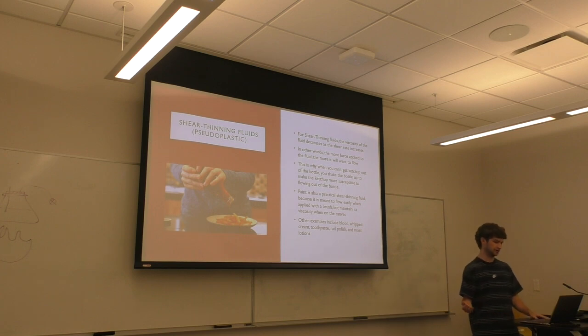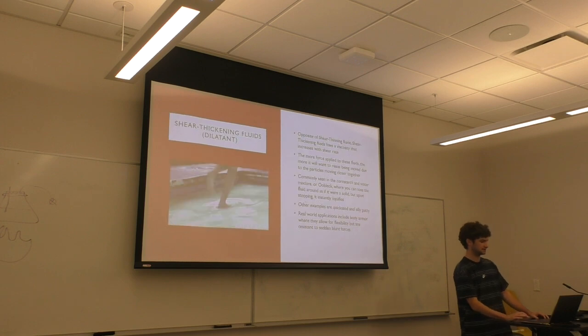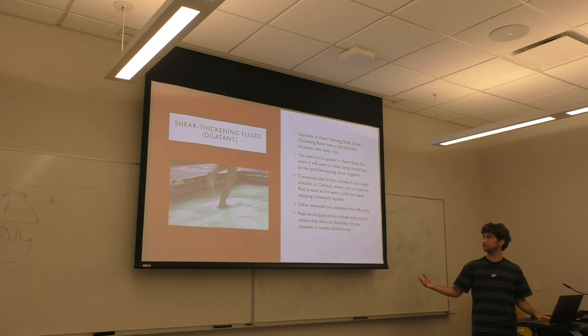Other examples are blood, whipped cream, toothpaste, nail polish, and most lotions, for the same reasons of you want to keep them in a bottle, and then once you take them out of the bottle, you want them to flow really easily. The second type is shear thickening fluid, or dilatant. It's the opposite of what I just explained.